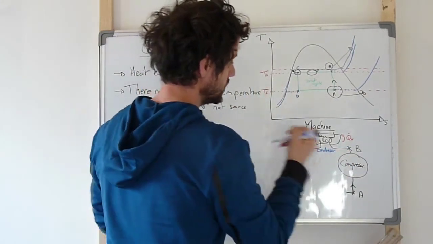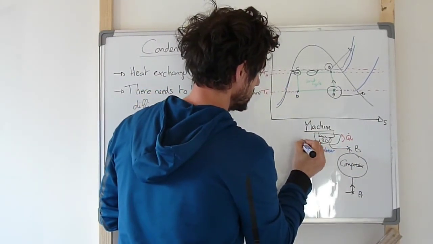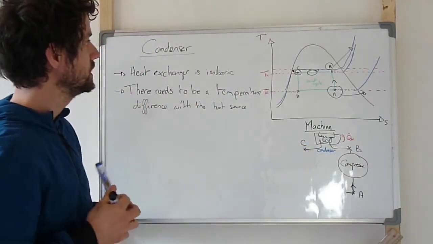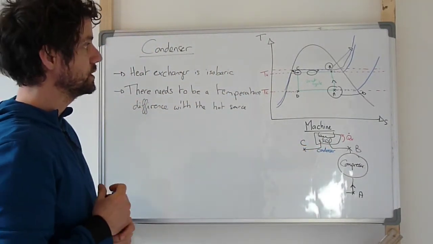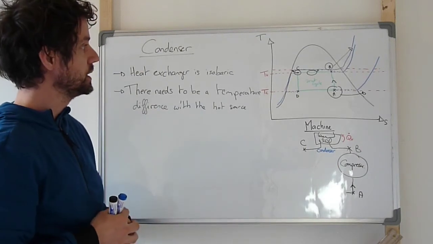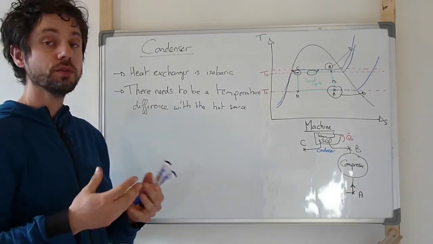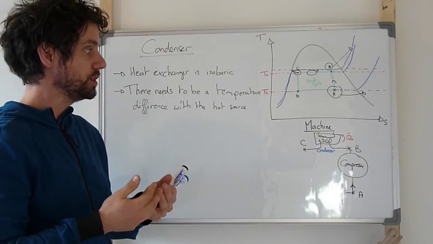And so the outlet of the condenser is point C. So that's what we do for the second step of the vapor compression refrigeration machine.